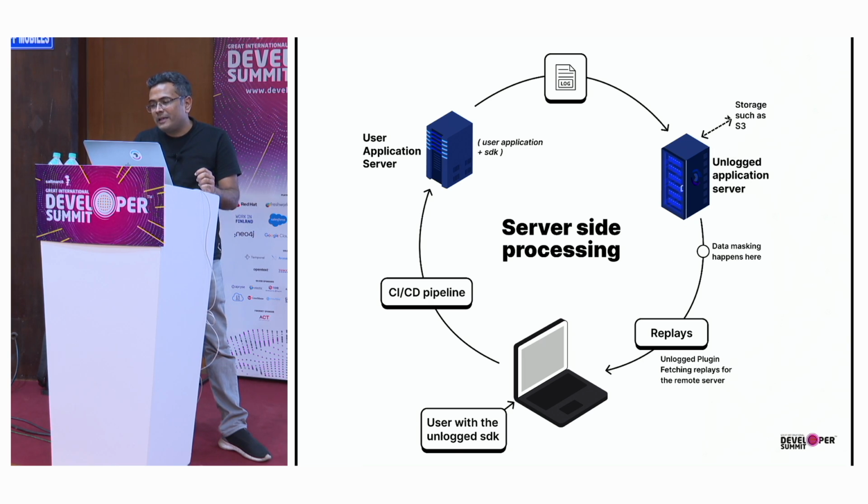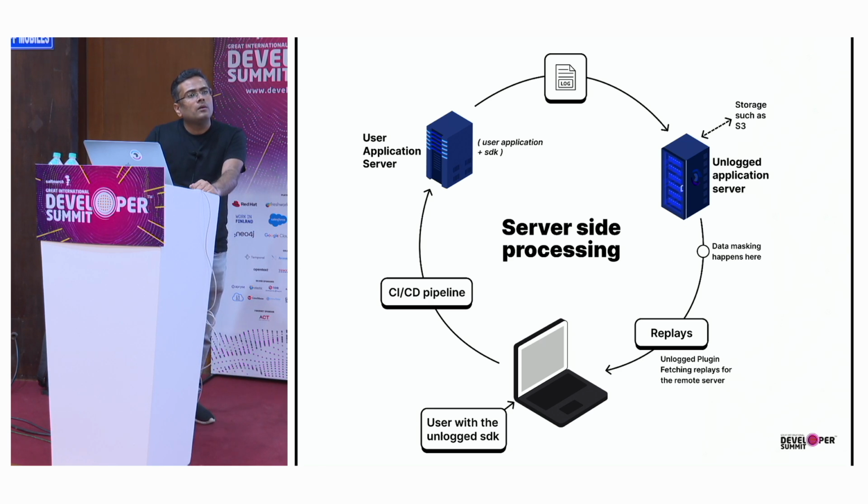Now this application server has an S3 behind it, and it will do the data masking. I'm sure some problem related to PII or some sort of real world user data getting slid down into the replays will come up. So we have already added data masking in the application server pipeline itself. So yeah, does that answer your question?